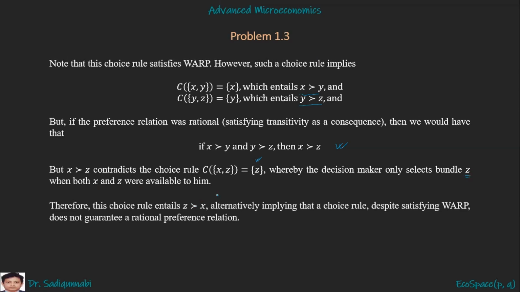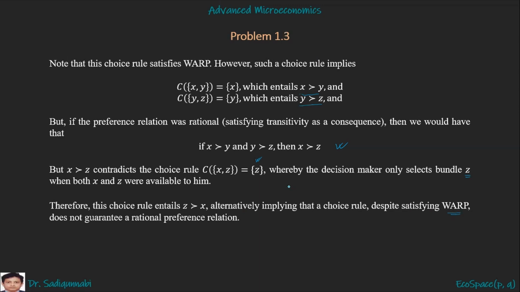So the choice rule entails Z is strictly preferred to X, implying that the choice rule, despite satisfying WARP, doesn't guarantee the rational preference relation. So transitivity is violated.